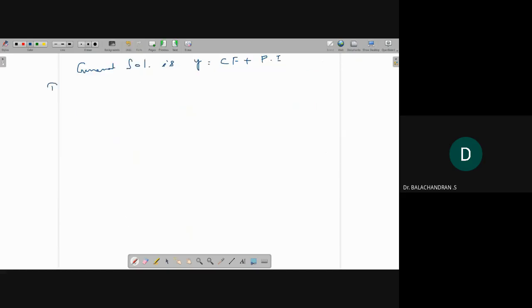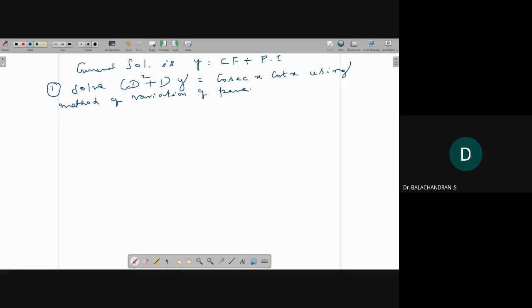The first problem: solve d square plus 1 into y equal to cosecant x into cot x, using the method of variation of parameters. The solution.